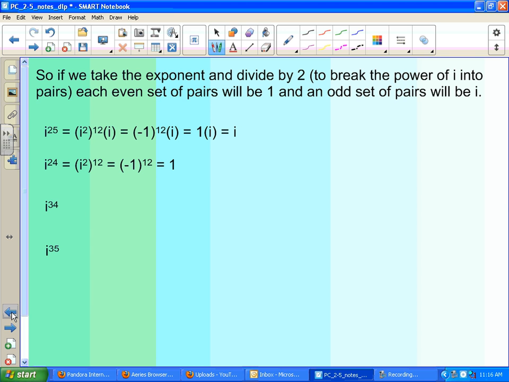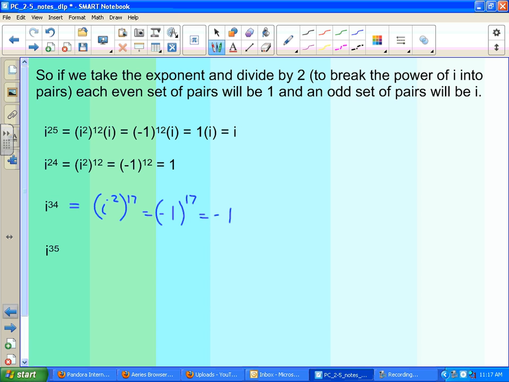Okay, let's see here. Mr. Alex, i to the 34th? Negative 1. You're pretty confident about that. How'd you do it? Since 34 is, I divided 34 by 2, 17. So you took 34 divided by 2 and you got 17 of them. Yep. So i squared to the 17th power becomes negative 1 to the 17th power. Anytime I have a negative raised to an odd power, I will get a negative. Very good.